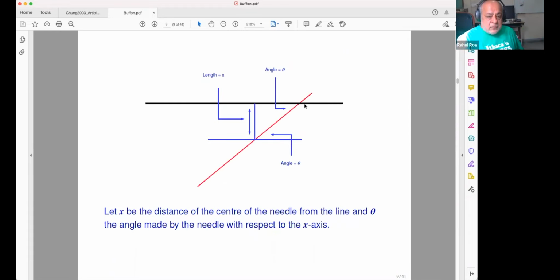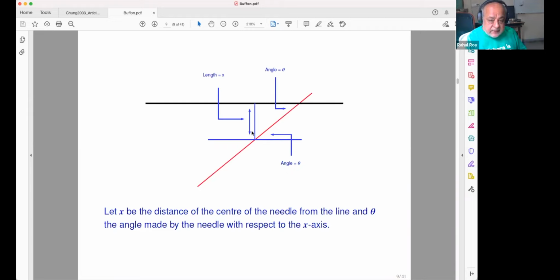So let us now try and find the probability that it intersects a line. And we'll find a very interesting result from here. Let me just say it in advance. We'll actually be able to give an estimate of the value pi. So let x be the distance of the center of the needle from the line. So this length is x. So this is the center of the needle. This length is x. And theta is the angle. So this is the angle theta, the angle made by the needle with respect to the x-axis. So this is the x-axis, which is parallel to the ruled lines. And this angle is theta.